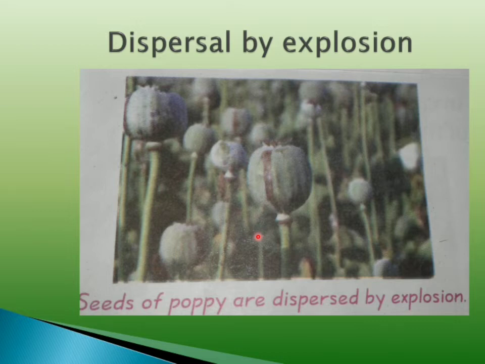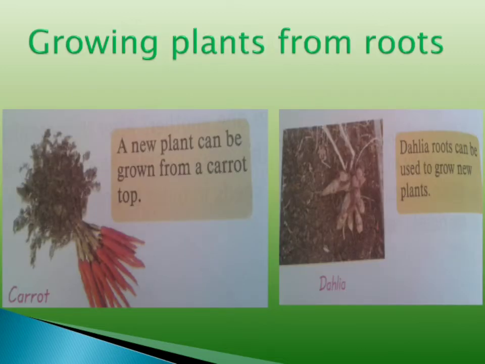Okay, so first one, growing from the seeds is over. We saw the germination. Then dispersal. In dispersal, what are the types? Dispersal by wind, dispersal by water, and dispersal by explosion. Now, growing plants from roots. Okay, growing plants from roots. Now look at these two examples. One is carrot and another one is dahlia.